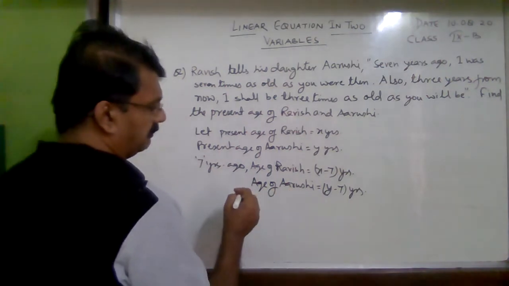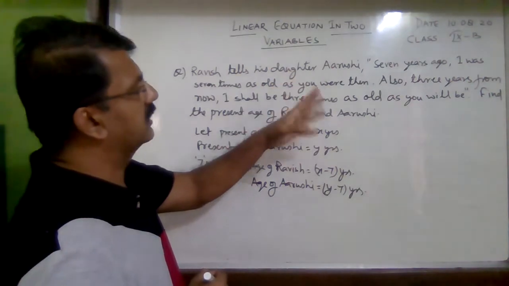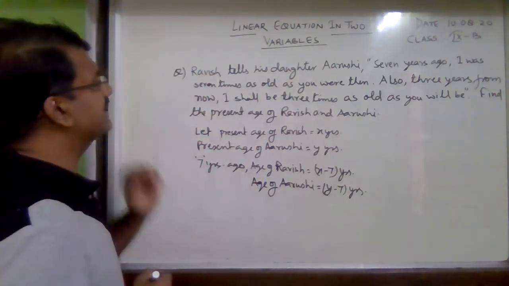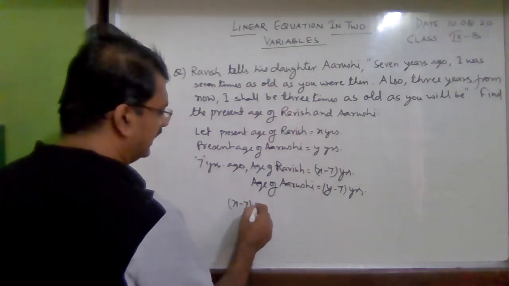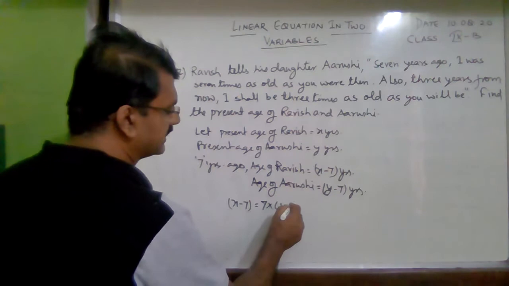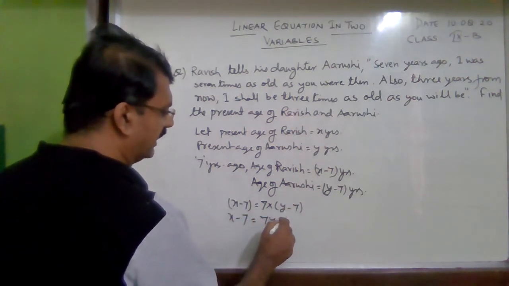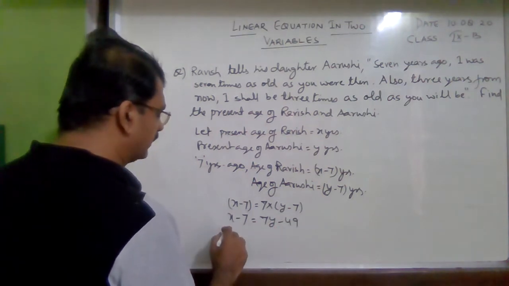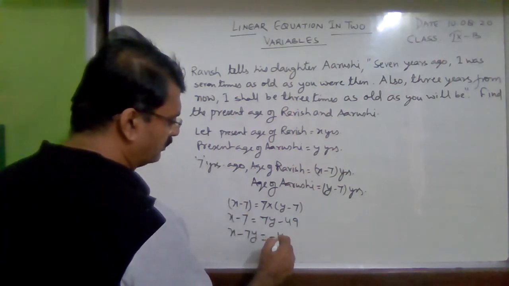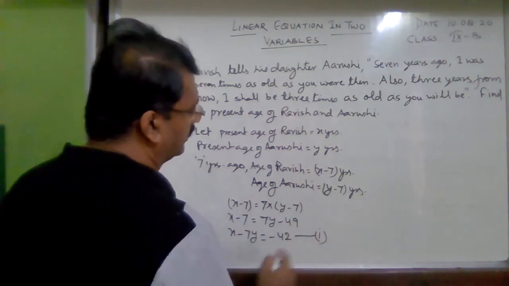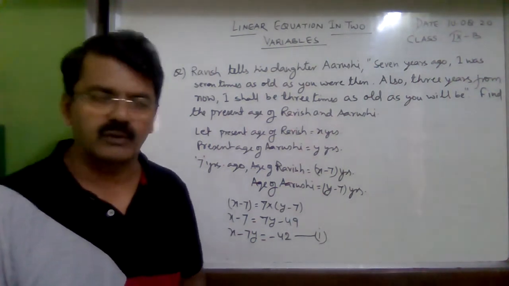Now the question says that Ravish tells his daughter Arushi that 7 years ago I was 7 times as old as you were then. That means x minus 7 is equal to 7 times (y minus 7). When you open the bracket, x minus 7 is equal to 7y minus 49. If you bring 7y to this side, x minus 7y will be equal to minus 42. That is equation number 1.